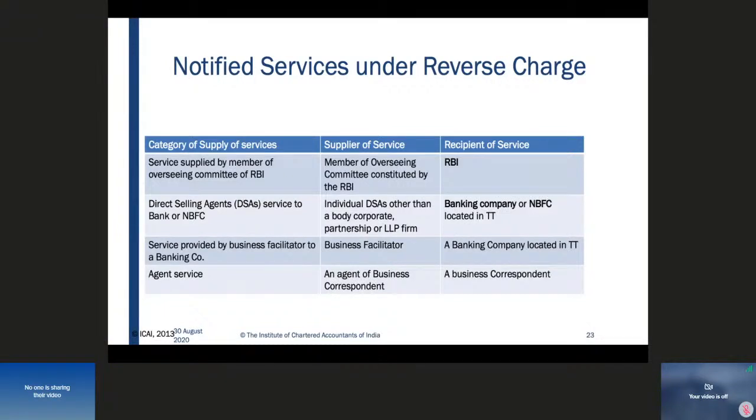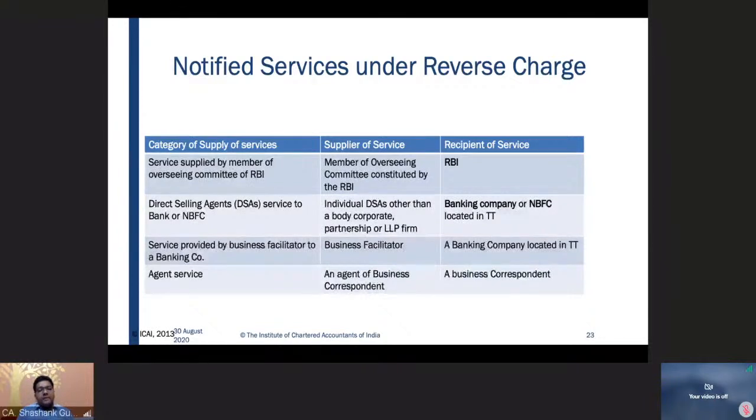Similarly, direct selling agents providing service to a bank or non-banking financial company. So what are these DSAs, direct selling agents? They help in selling the products of the company, could be a loan, could be extending a credit facility or anything of that sort. In such cases, for individual direct selling agents, other than a body corporate, partnership or LLP firm, the recipient of service, that is the banking company or non-banking financial corporation located in the taxable territory, will be liable to pay the applicable GST under reverse charge.